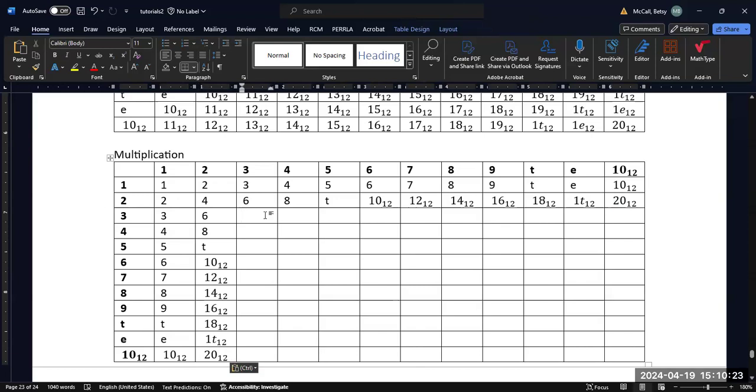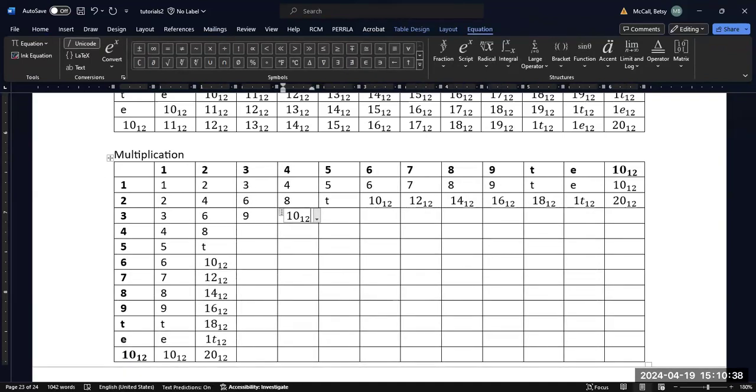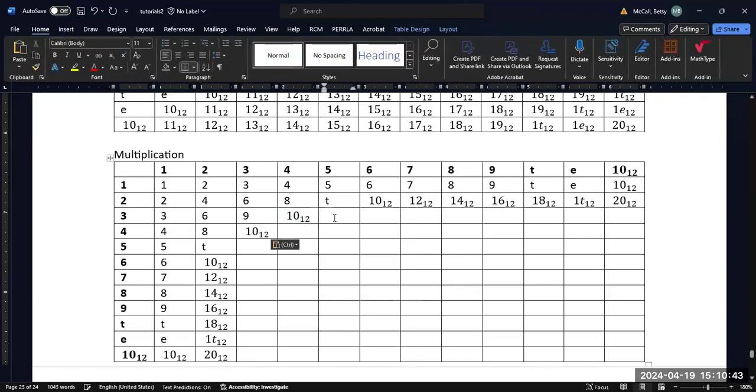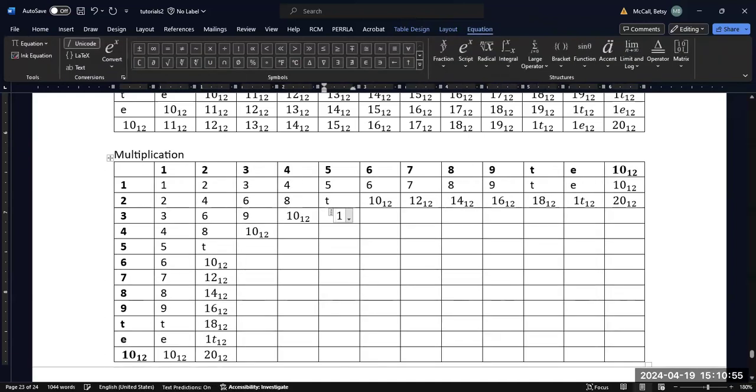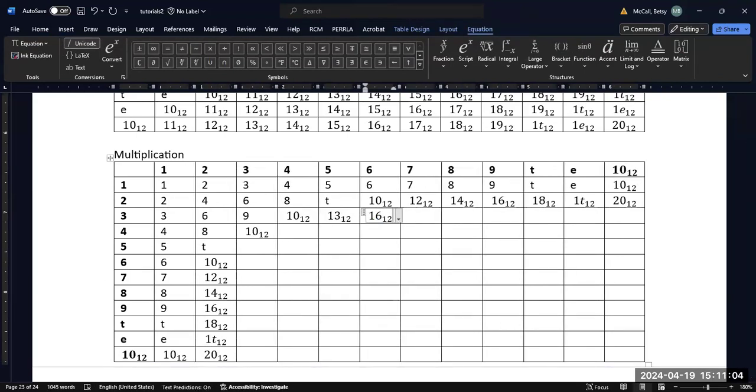Okay, so then let's think about 3. 3 times 3, that's 9. That's still less than 12, so I don't have to overthink that. 3 times 4, though, is 12 in base 10, which is 10 in base 12. And then 3 times 5 is 15 in base 10. But that's a 12 and a 3. So this is 13 base 12. So I'm going to add 3, 16 base 12. And again, that's 18.